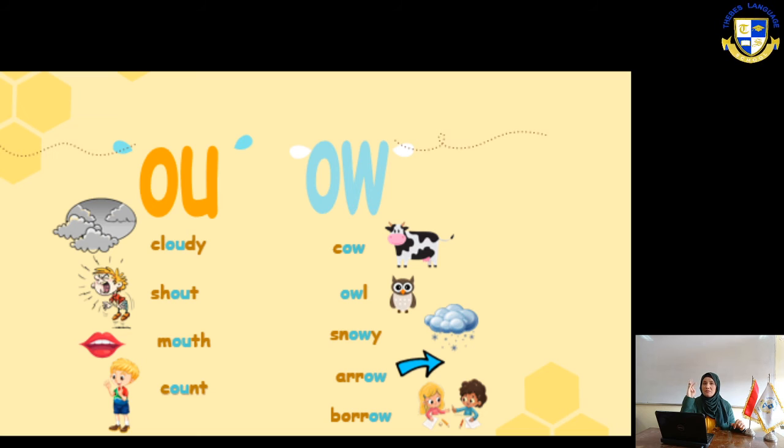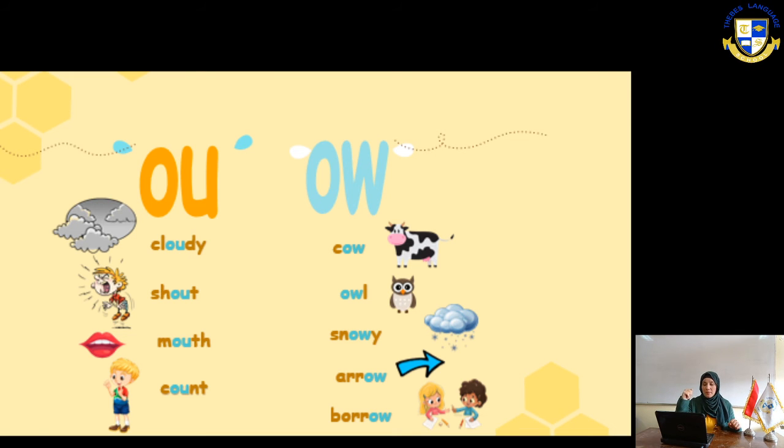When you count, it means when you say 1, 2, 3, 4, this is count. Count. We have OW, cow. It's pronounced the same. Ow, cow. Owl, owl. Snowy, snowy. Arrow, arrow.